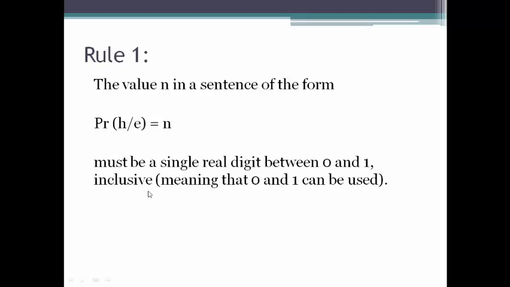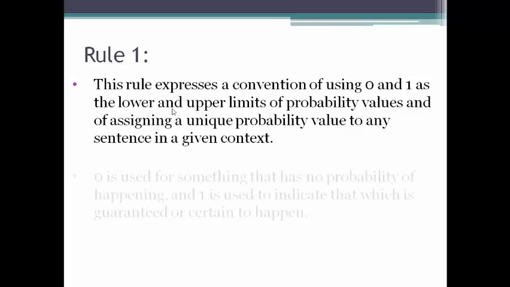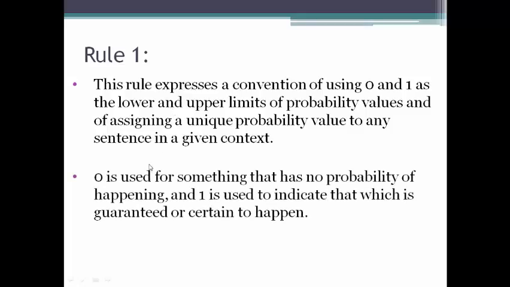Okay, the first rule of the probability calculus: the value N in a sentence of the form, the probability of H given E is equal to N, must be a single real digit between 0 and 1 inclusive, meaning that 0 and 1 can be used. This rule expresses a convention of using 0 and 1 as lower and upper limits of probability values and of assigning a unique probability value to any sentence in a given context.